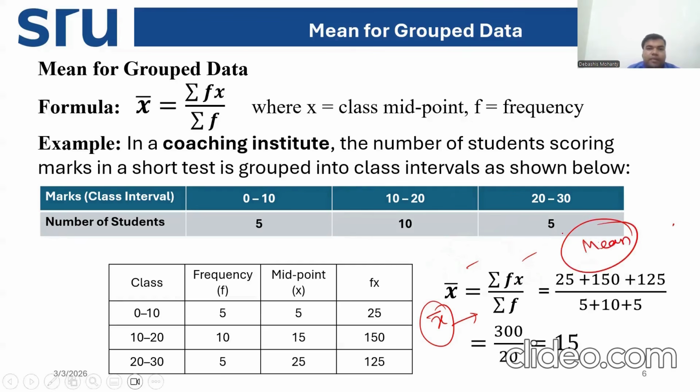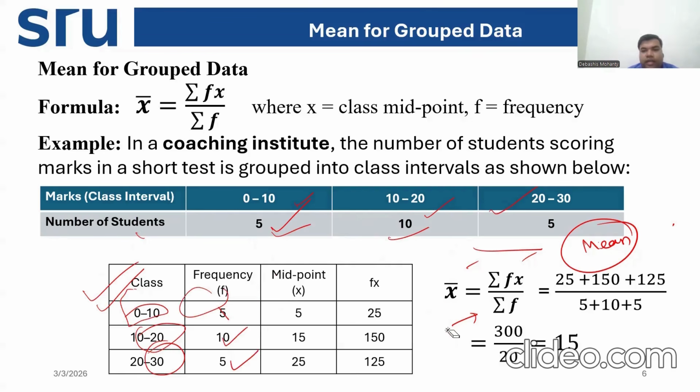Let's understand one example. In a coaching institute, the number of students scoring marks in a short test is grouped into class intervals shown below. The class intervals are 0 to 10, 10 to 20, 20 to 30, and the number of students is 5, 10, and 5. We will arrange it in tabular form: class interval 0 to 10, 10 to 20, and 20 to 30, with frequencies 5, 10, and 5.